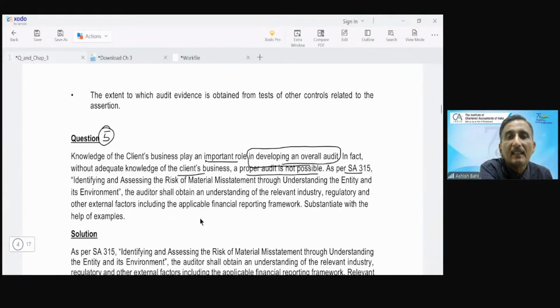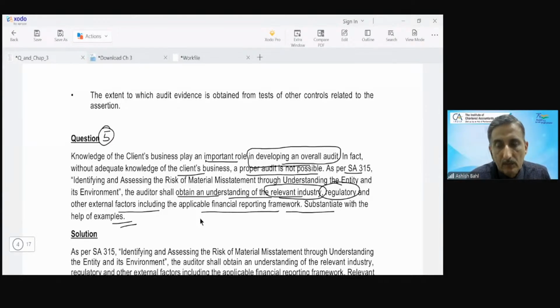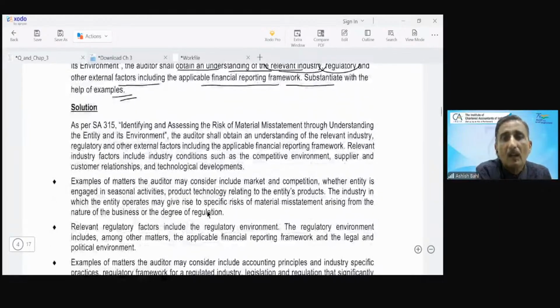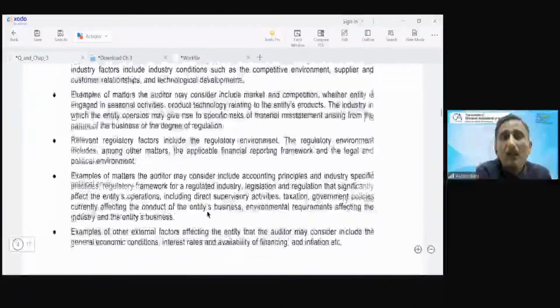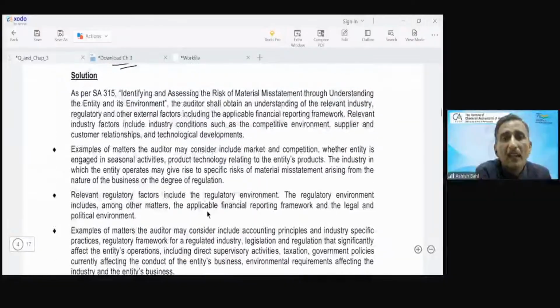As per SA 315, the auditor shall obtain an understanding of the relevant industry, regulatory and other external factors, including the applicable FRF, substantiate with the help of examples. So you have to write how the auditor would obtain such information.